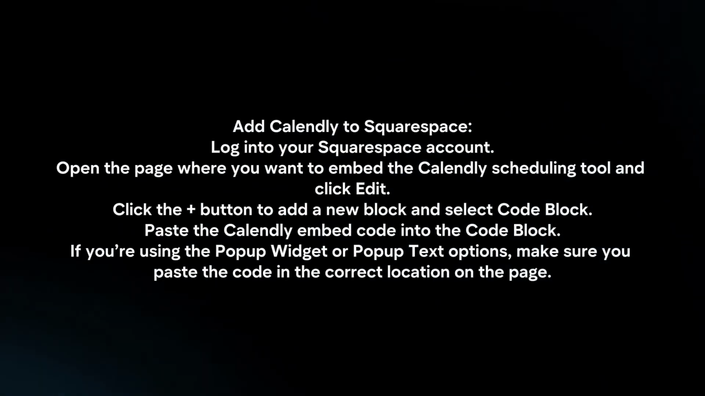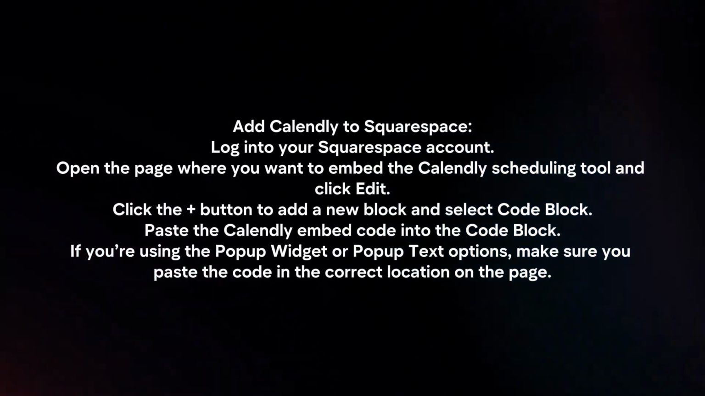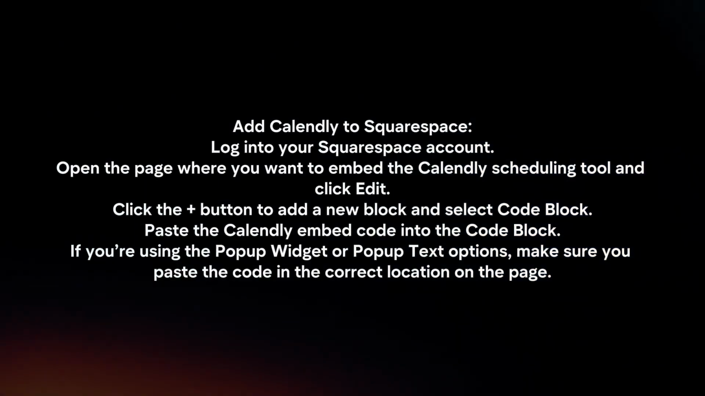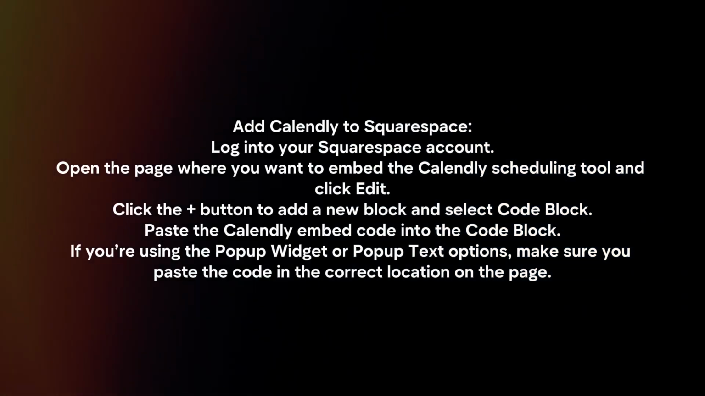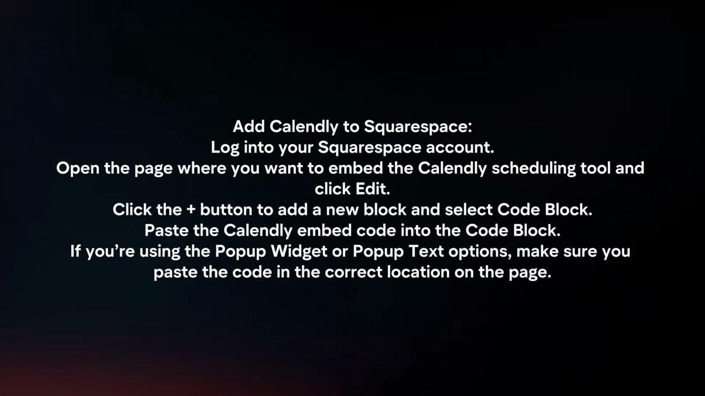Add Calendly to Squarespace. Log into your Squarespace account. Open the page where you want to embed the Calendly scheduling tool and click Edit. Click the plus button to add a new block and select Code Block. Paste the Calendly embed code into the code block.